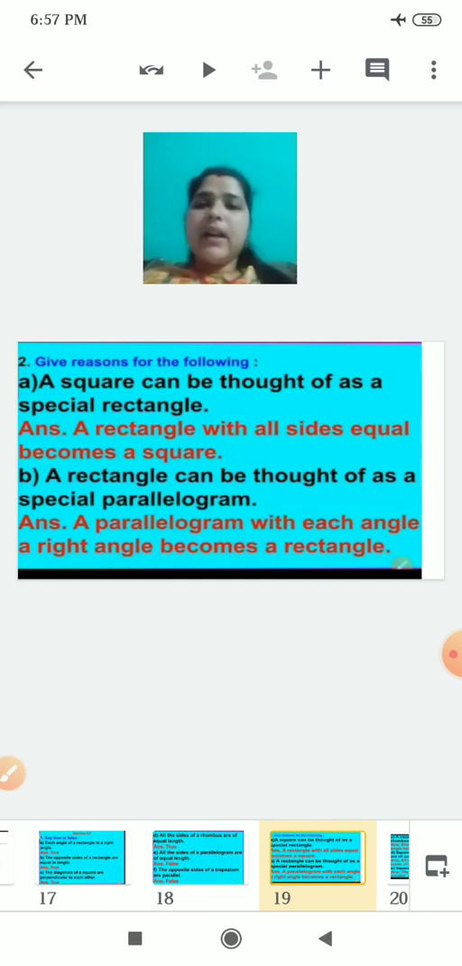A rectangle has all angles 90 degrees, and it is saying that a rectangle can be thought of as a special parallelogram. A parallelogram with each angle a right angle becomes a rectangle. Yes, because in a parallelogram, the property is that opposite angles are equal. If a parallelogram has an angle equal to 90 degrees, that is, a right angle, then it will become a rectangle.